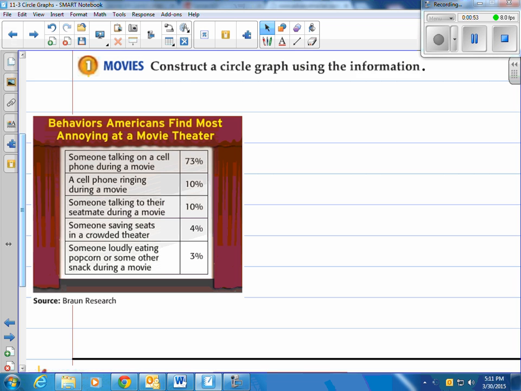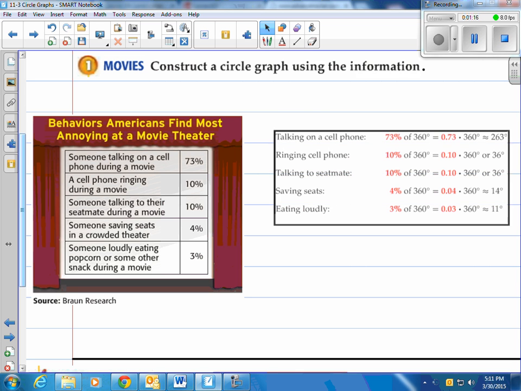Perfect for middle school. You can see someone talking on the cell phone gets 73%. A cell phone ringing during a movie is 10%. Someone talking in the movies, 10%. Someone saving seats in a crowded theater, 4%. And then someone loudly eating popcorn or some other snack during the movies, 3%. All right, let's put this into a circle graph.